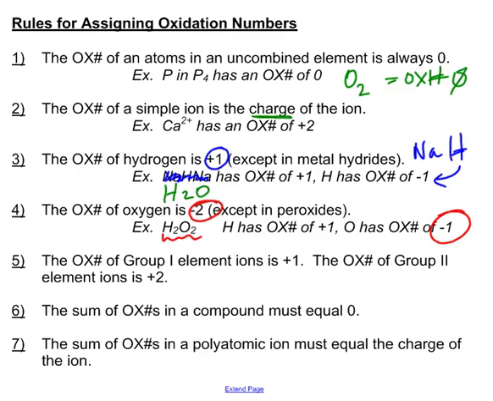The oxidation numbers of group 1 element ions is always +1. The oxidation number of group 2 element ions is +2. So again, that kind of relates back to these simple ions in rule number 2. Rule number 6, the sum of oxidation numbers in a compound must always equal 0 if you have a neutral compound. If you don't have a neutral compound, that means you have an ion, and therefore your oxidation numbers must equal the charge on the ion. So that's pretty much the end of our video.